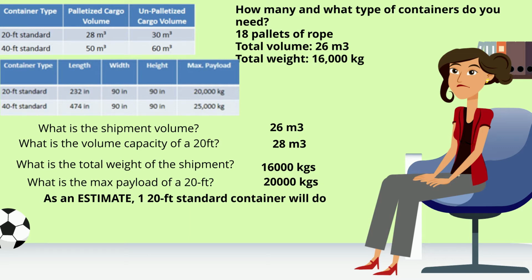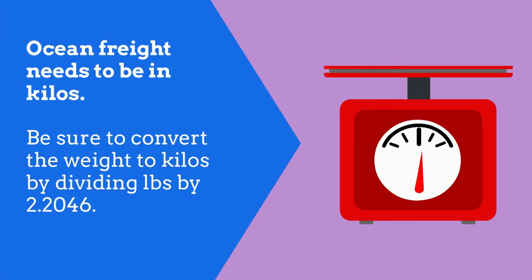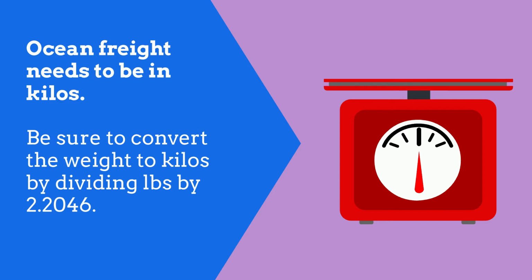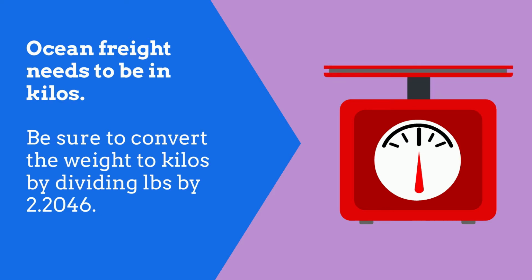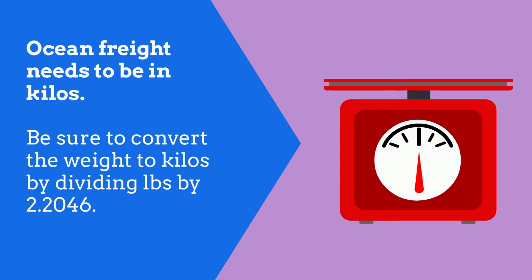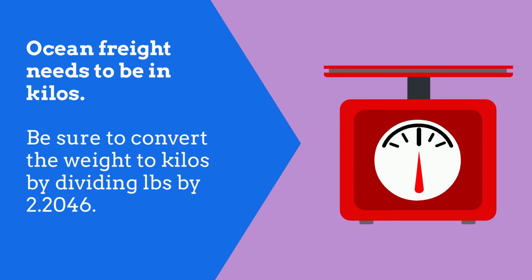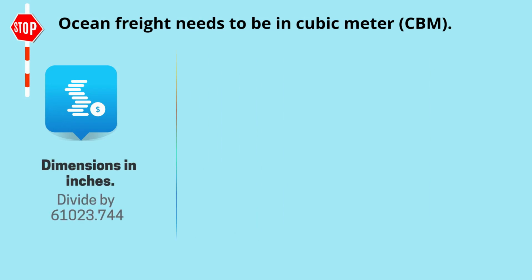When it comes to ocean freight, your final weight must be in kilograms. Be sure if you are given the weight in pounds to convert to kilograms. The way you do this is by dividing by 2.2046. Also, for volume in ocean freight, everything needs to be in cubic meter or cbm.